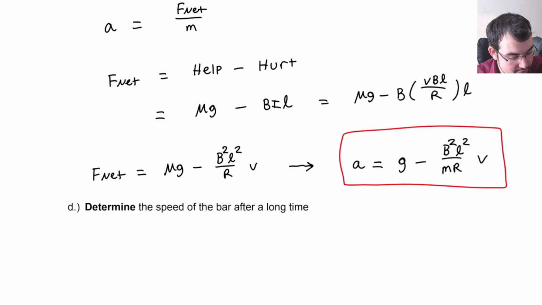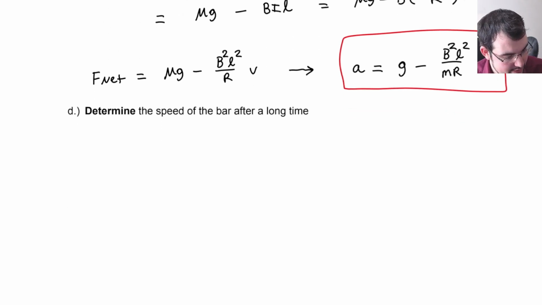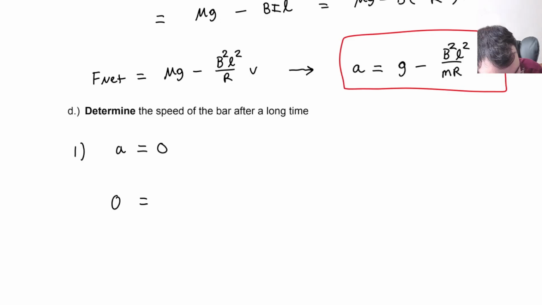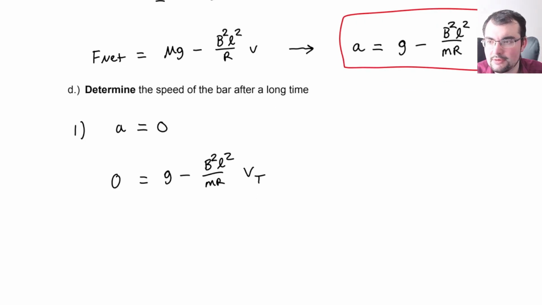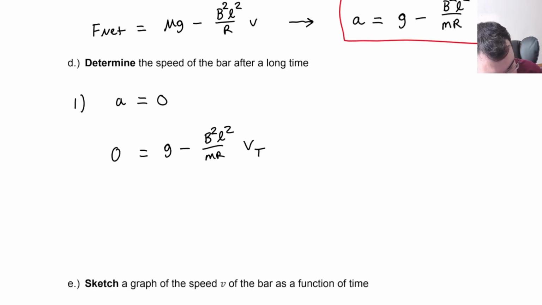Determine the speed of the bar after a long time. There's two methods of doing this. One is after a long time, we would see that the acceleration is equal to 0 because I have stopped accelerating. My speed is constant. So I just set my acceleration expression equal to 0. I'm going to call this V_T, like terminal speed. So V terminal would be mgR divided by B squared L squared.